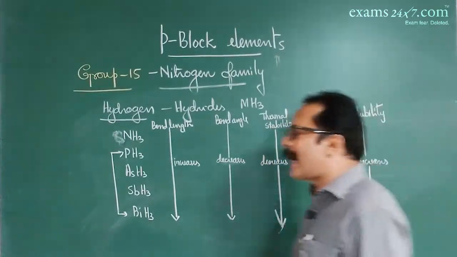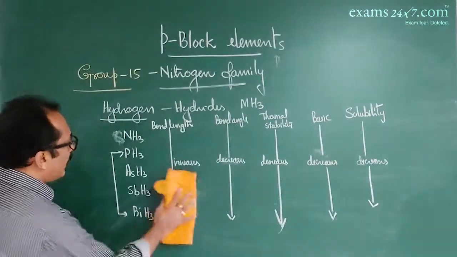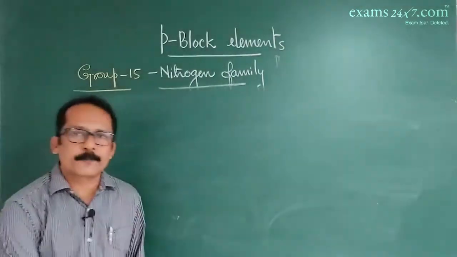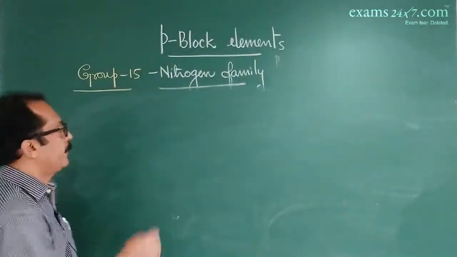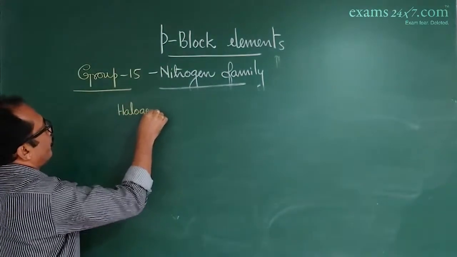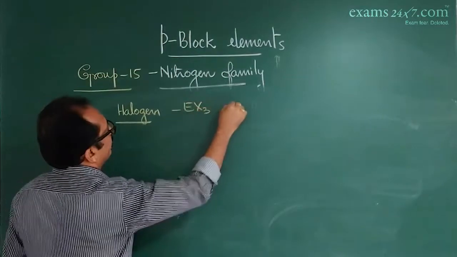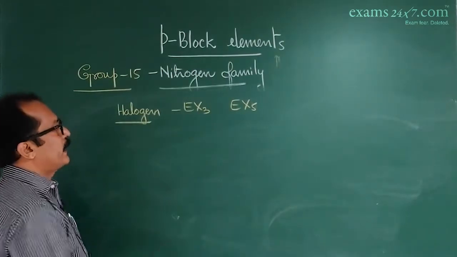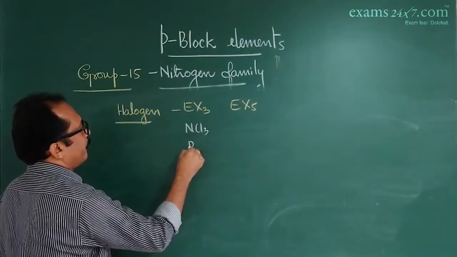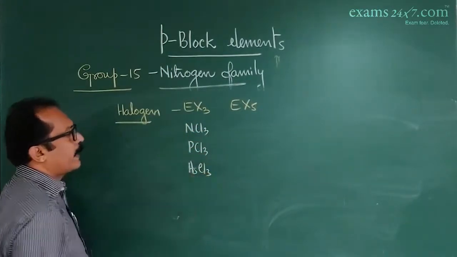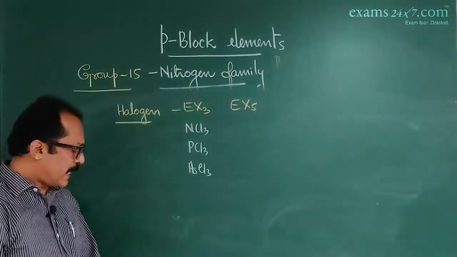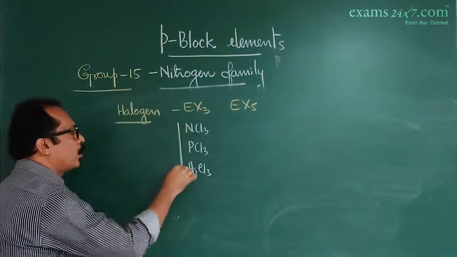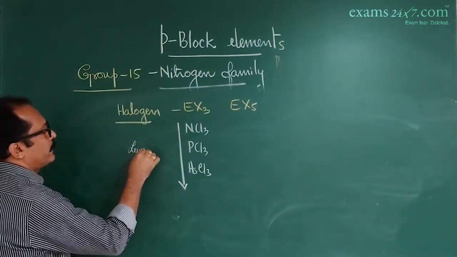Now, next, reaction with halogens. Elements of group number 15, when they react with halogens, form two types of halides, EX3 or EX5. Trihalides, for example, NCl3, PCl3, are trihalides of group number 15. These trihalides act as a Lewis base, and Lewis base character decreases down the group.